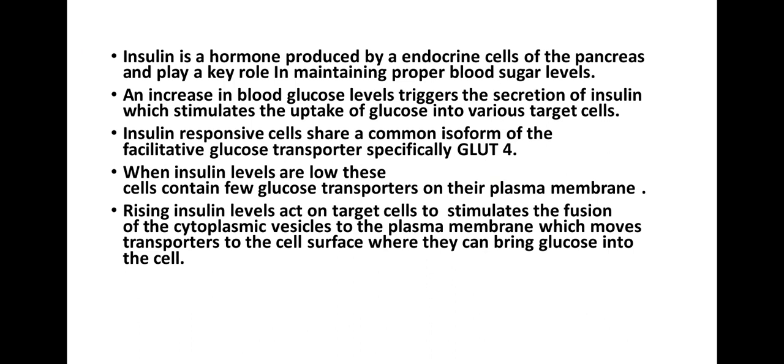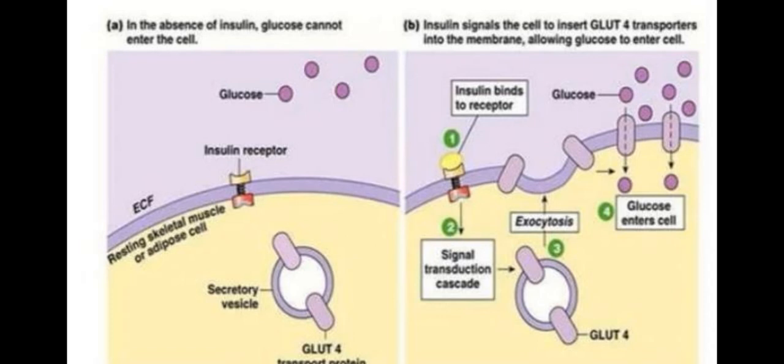Rising insulin levels act on target cells to stimulate the fusion of the cytoplasmic vesicles to the plasma membrane, which moves transporters to the cell surface where they can bring glucose into the cell. So in the absence of insulin, glucose cannot enter the cell.